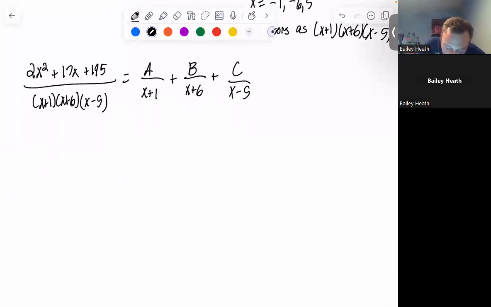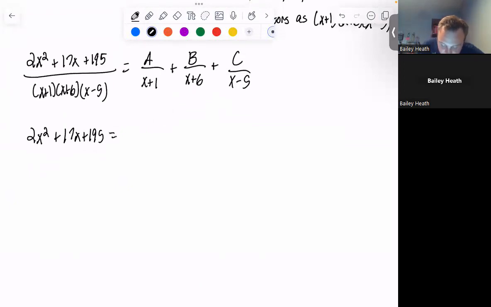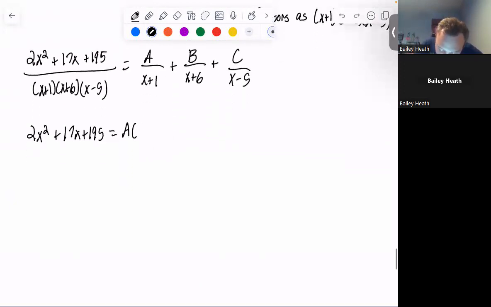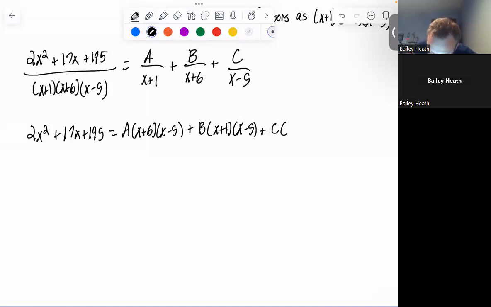Okay, so if I multiply both sides by this denominator, then what do I get? I get 2x squared plus 17x plus 195 equals, okay, when I look at this first fraction, this x plus 1 is going to cancel with this x plus 1, but then I'll still have the x plus 6 times x minus 5. Similarly for the B, I'm going to have an x plus 1 and an x minus 5 here. And for the C, I will have x plus 1 times x plus 6.